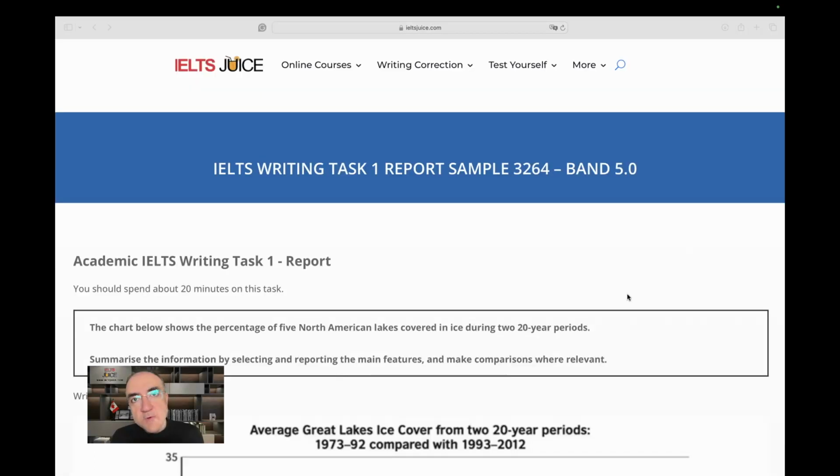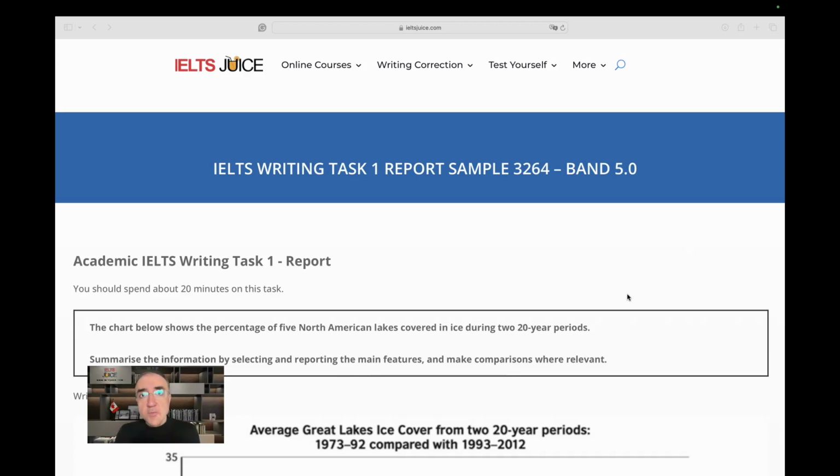So if this is the first time that you are struggling with Task 1 for the Academic module at IELTS in the writing skill, it's okay. You're not alone. Many other candidates have the same struggle, especially when they start working on reports.